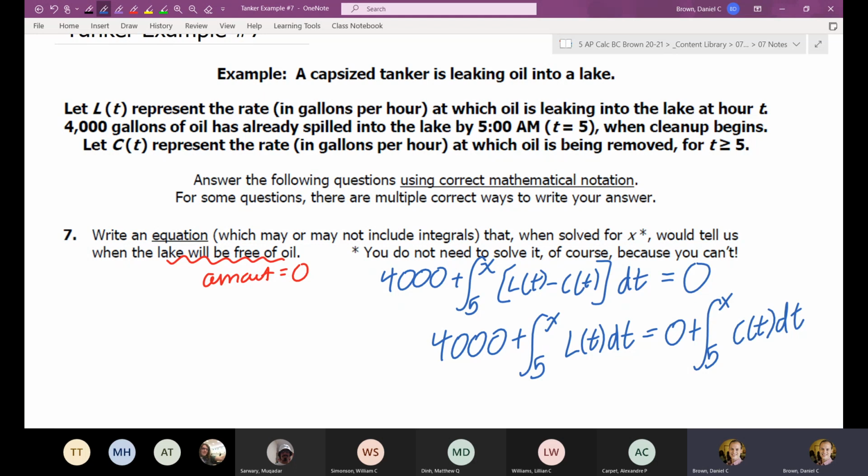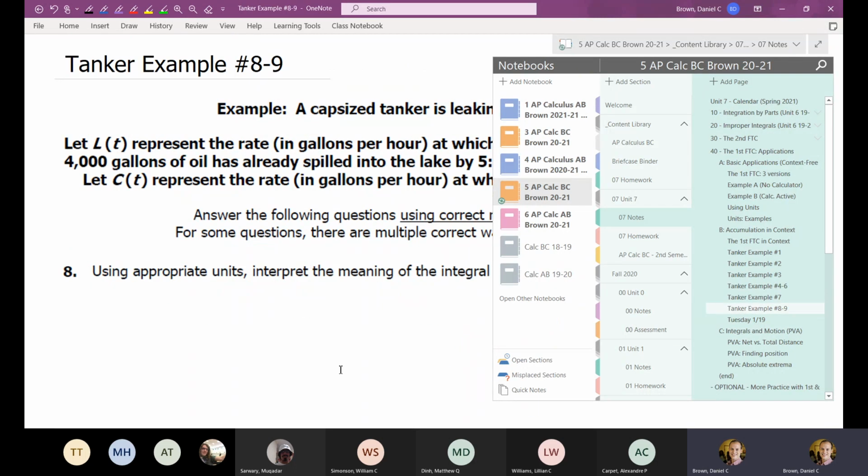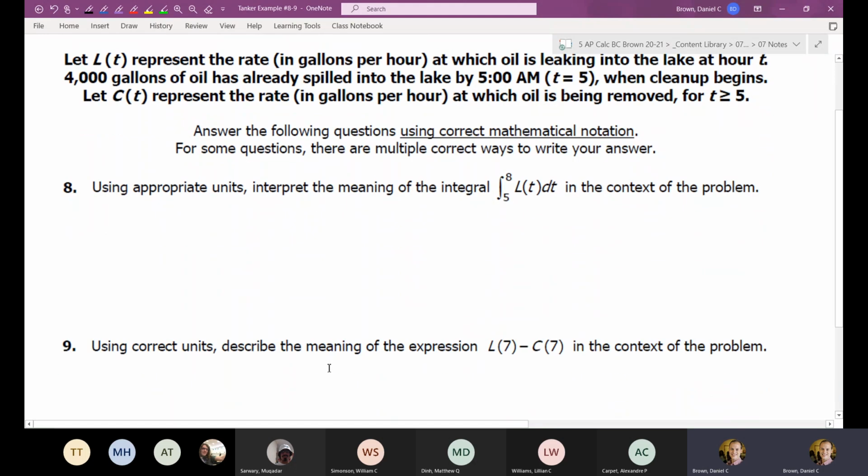Any questions so far? All right, try the last two on your own. These are also common examples, even though they seem a little bit more straightforward. You're going to be working backwards. I have two statements written as an integral or just an expression. I have the integral from 5 to 8 of L of t dt, and then I also have L of 7 minus C of 7. I want you to write a short sentence explaining what that mathematical statement means in context.